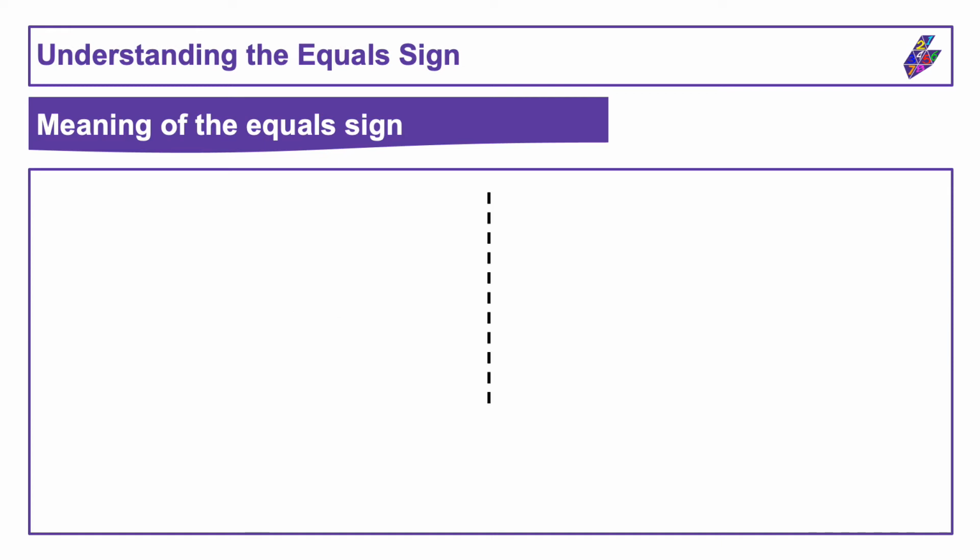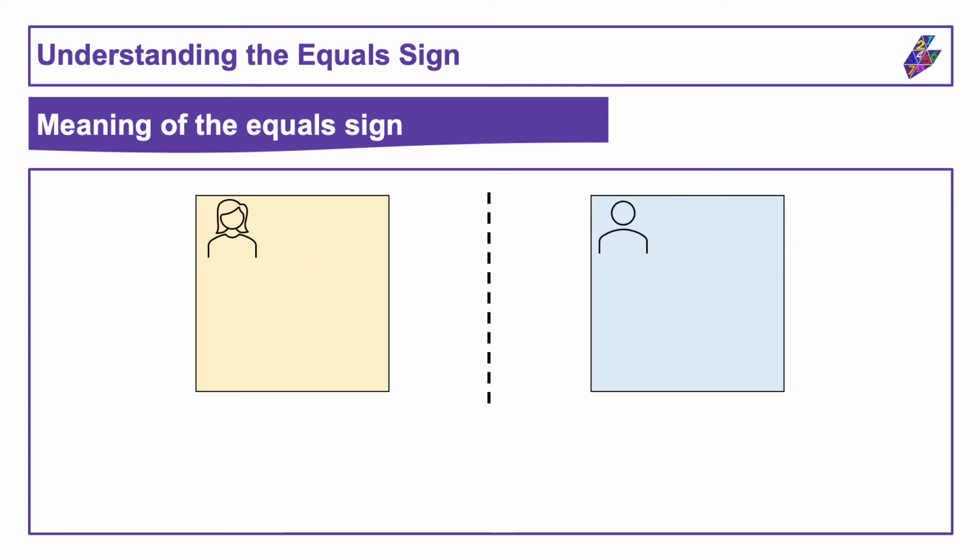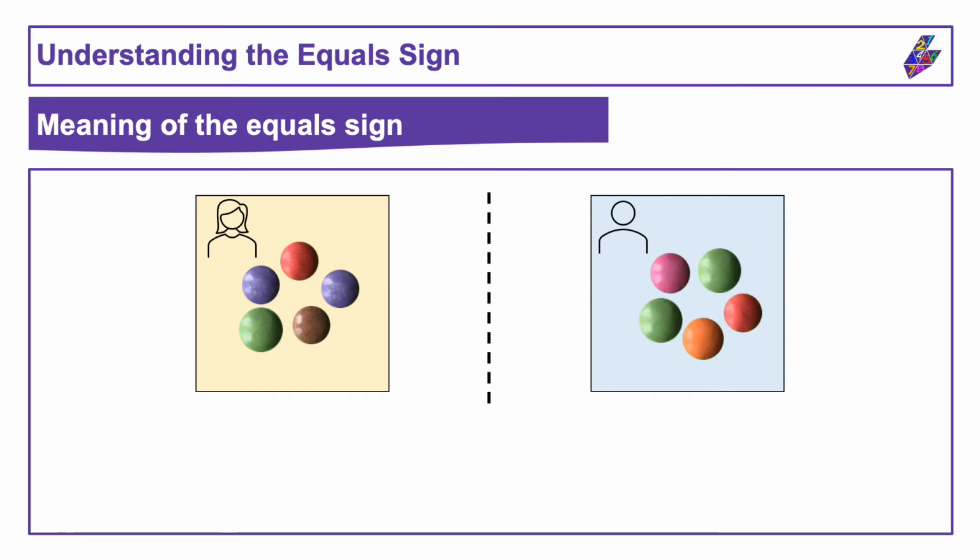Let's imagine there were two people, Ellie and Sam. Ellie has 5 Smarties and Sam has 5 Smarties. If we write this as an equation, it looks like this. 5 equals 5. The equals sign is just saying that the two things are the same value as each other. 5 is the same value as 5. Both children have the same amount of Smarties.